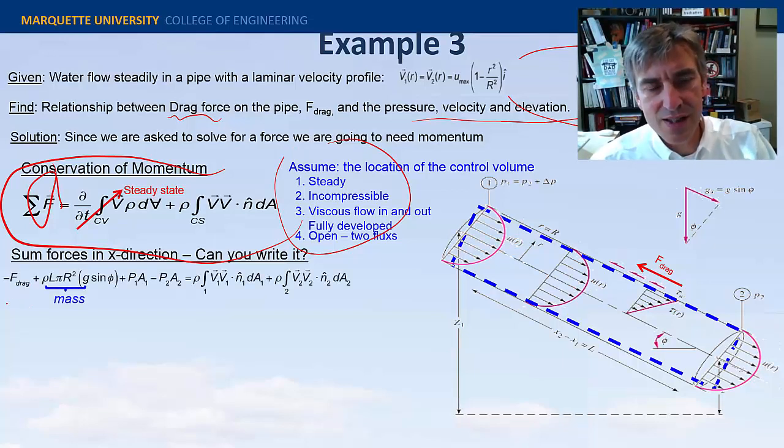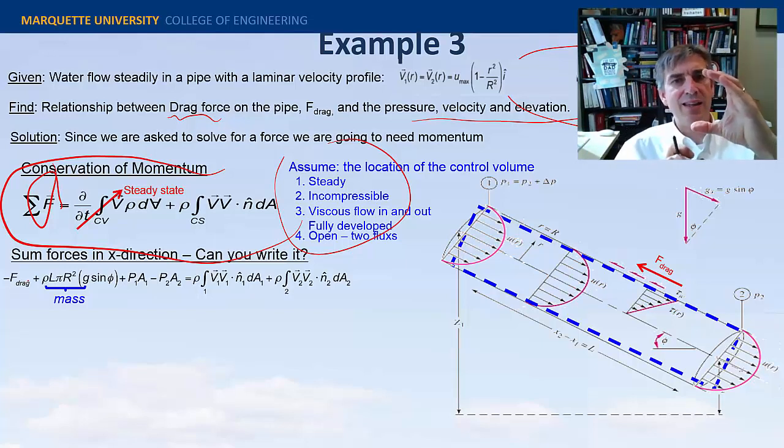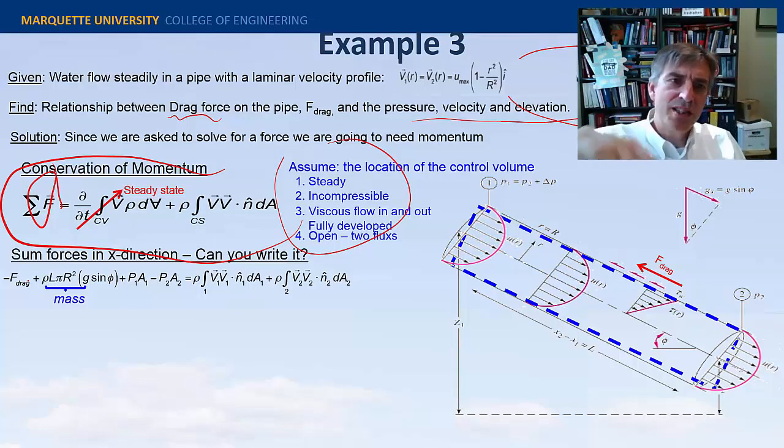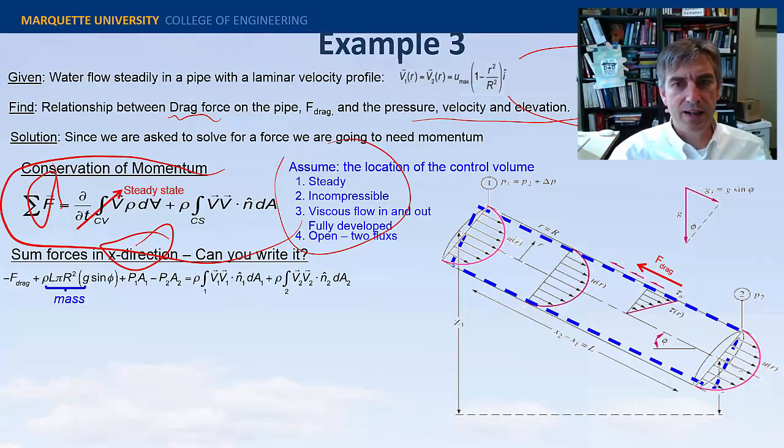So the left-hand side is the applied load. So I have a surface force here. That's the drag force. And don't forget the body forces. That's the gravity acting down. And I'm really going to work just in the x direction here. So there's a sine phi in there.